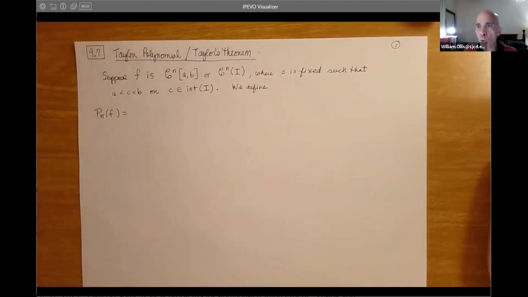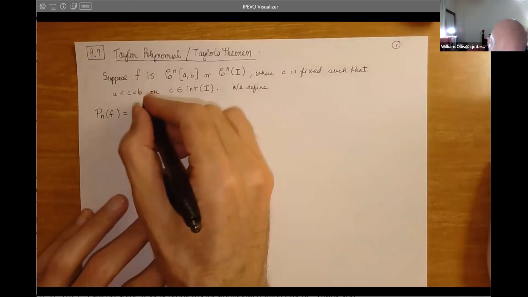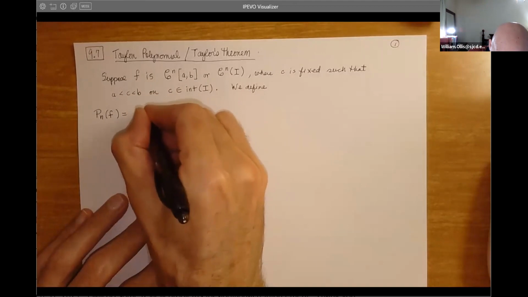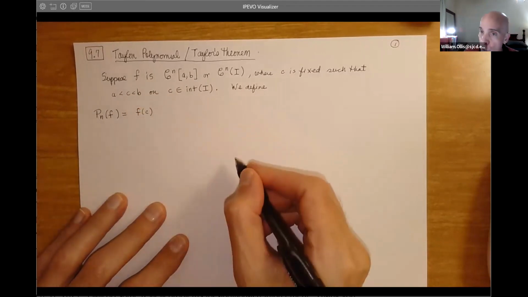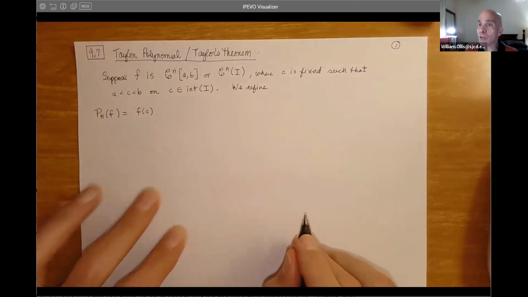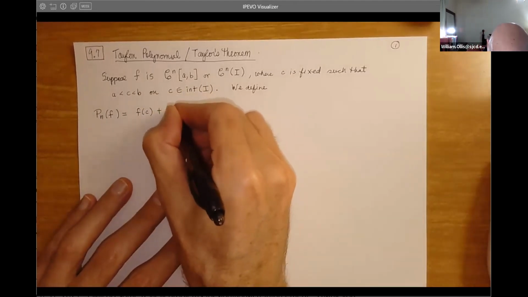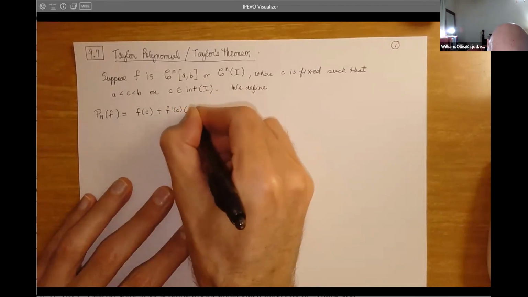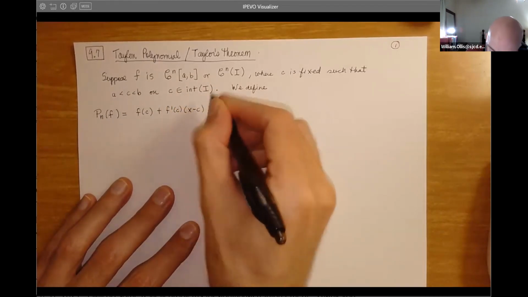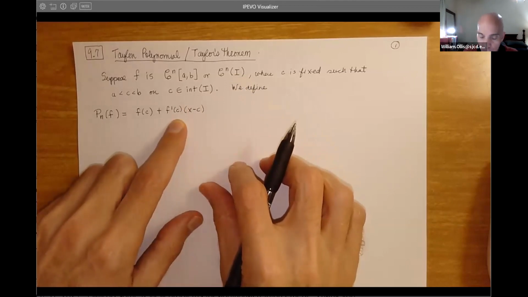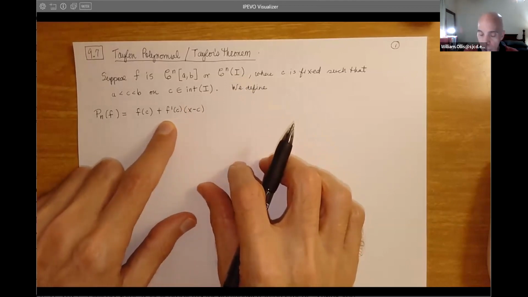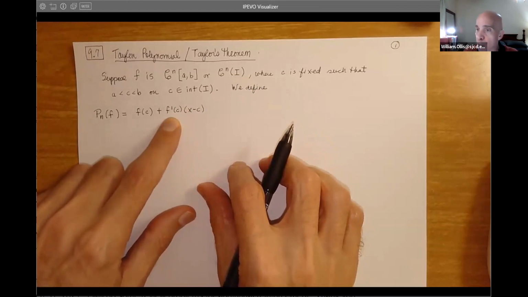Now, like I said before, this C is going to be what we call the center point, or the point of expansion. We're going to write f of C as our constant term, and then move through order n. The next term will be f prime of C times x minus C. So we're basically taking a function and having it agree at these n plus 1 values.